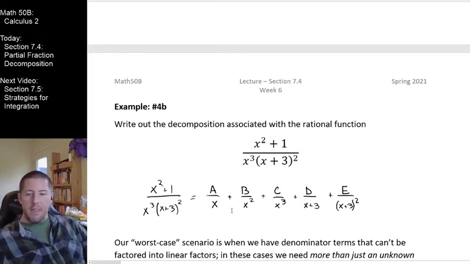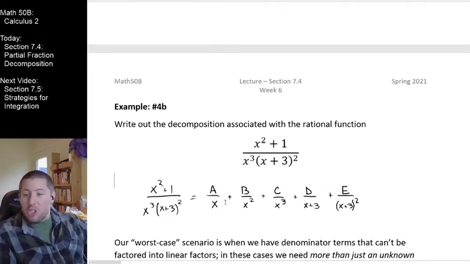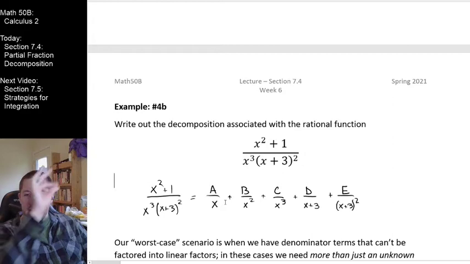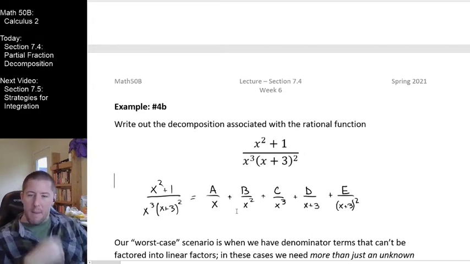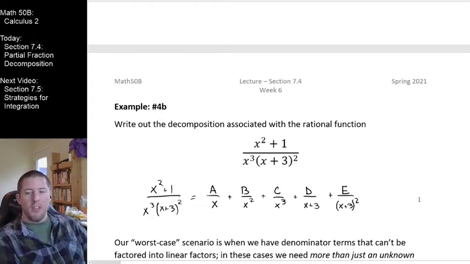So in any event, the point here is when we decompose these, if you have repeated factors, like there's 3 repeats of x and 2 repeats of x plus 3, you need to introduce one partial fraction decomposition term associated with all possible integer powers that you see up to the highest power that's out there. That's our appropriate way to decompose this to get all the terms that we might need.